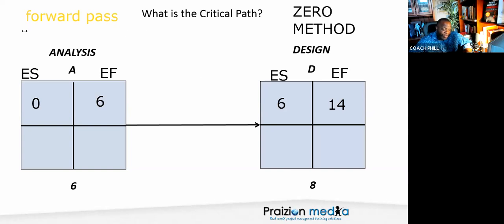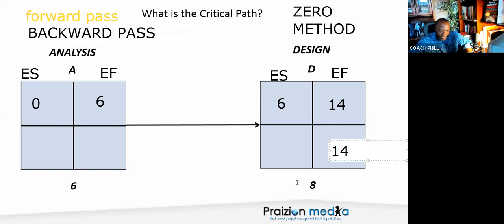Then we have something we call a backward pass. For the backward pass, we drop the 14 at the end of the chain down there, and then we subtract the 8 to give us 6. We move the 6 back the same way we did in the forward pass. We move the 6 here in the backward pass, and we put the 6 here, and 6 minus 6 is 0. And we just did a forward pass and backward pass.